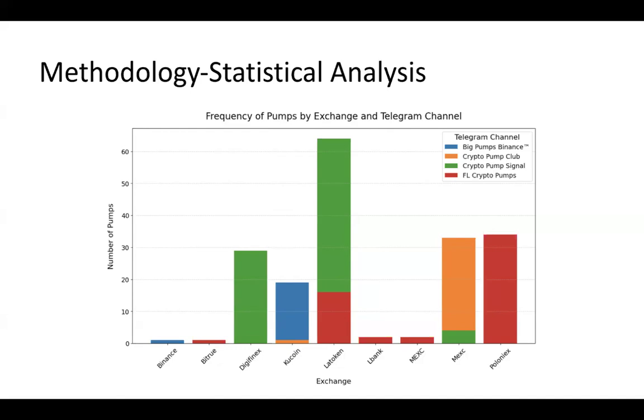Exchanges are usually only changed if the primary one is compromised, such as being under attack or showing unusual volume spikes that could raise suspicion. In such cases, organizers may temporarily switch to another exchange to continue the pump.